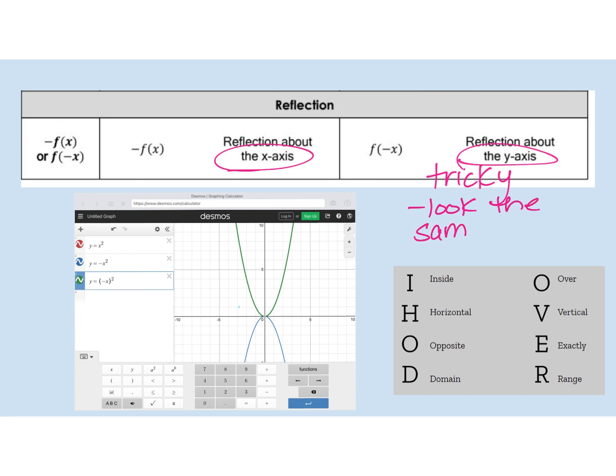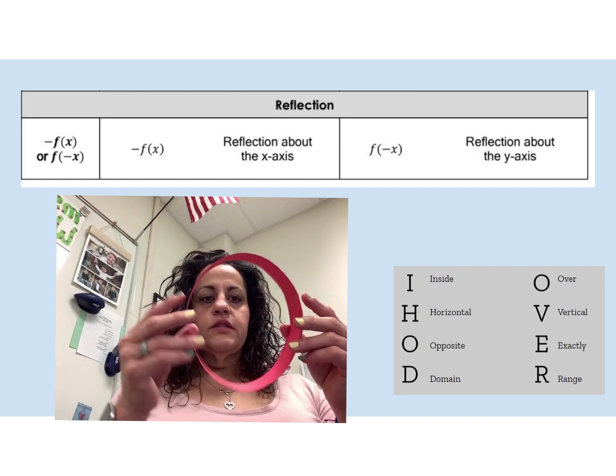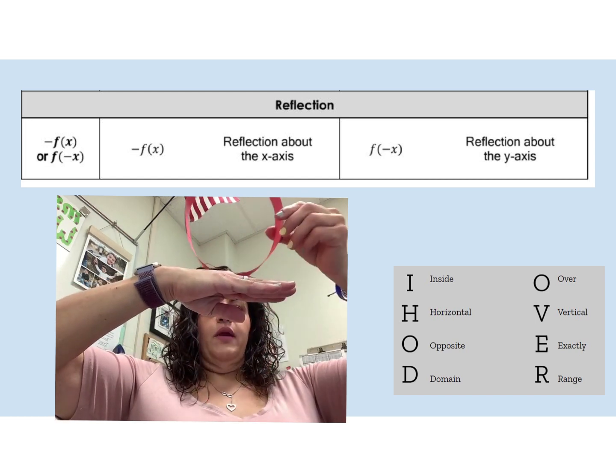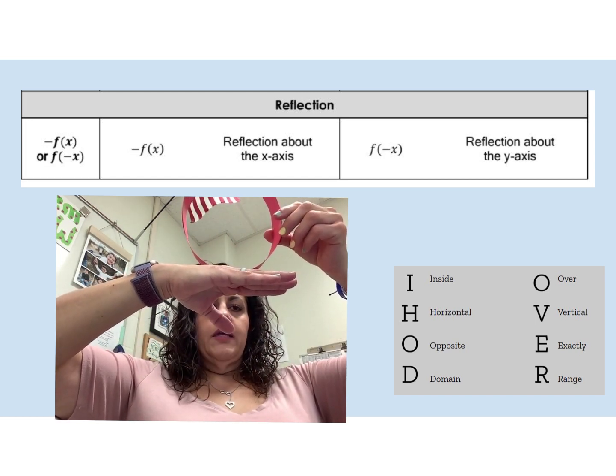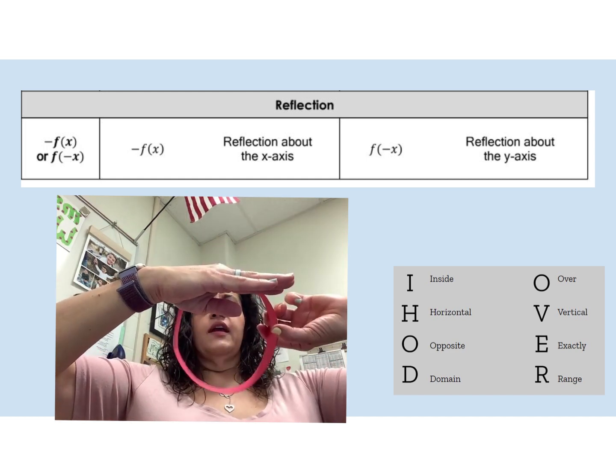But really, what's happening is it's flipping this direction. So it's rotating. Let me show you a visual of that. So here's our parabola. And if we're flipping over the x-axis, if my x-axis is here, it's flipping this way, right? So that means that would be a vertical, and it's exactly what you think. It's just going to go over that x-axis.